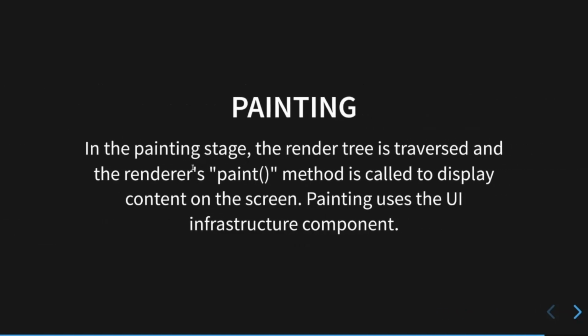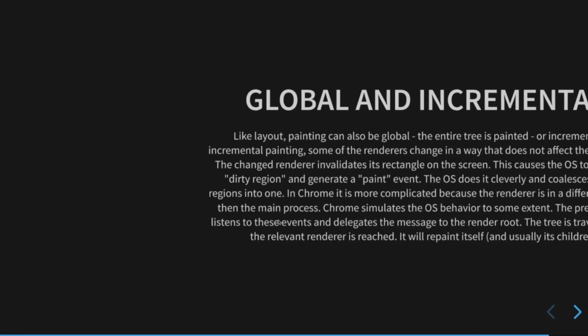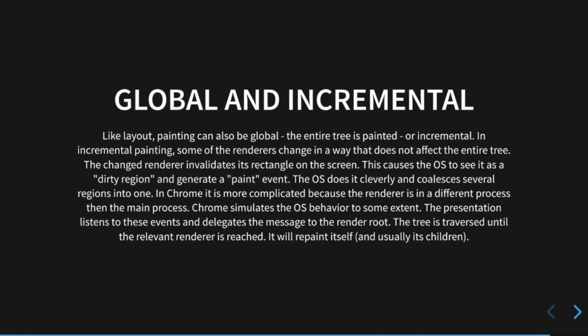Painting stage. The renderer tree is traversed and the renderer's paint method is called to display content on the screen. Painting uses the UI infrastructure component. Like layout, painting can also be global, where the entire tree is painted, or incremental. In incremental painting, some of the renderers change in a way that does not affect the entire tree.